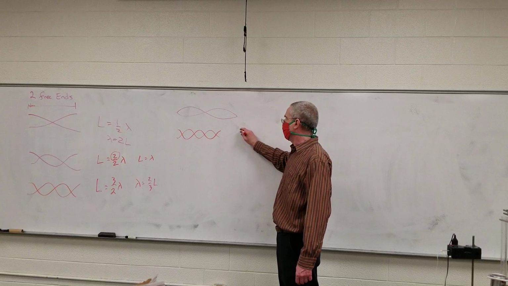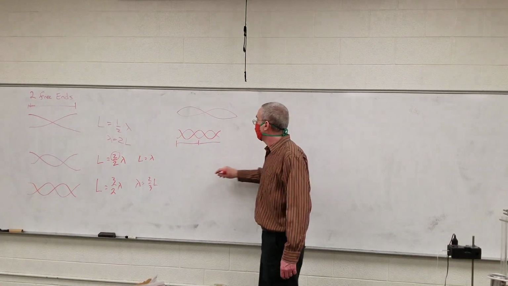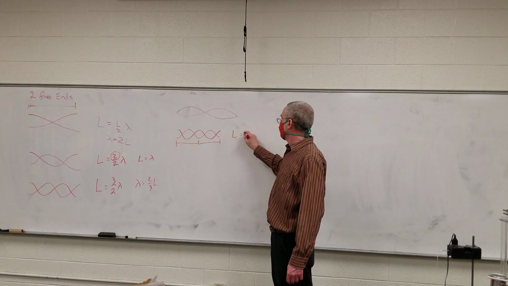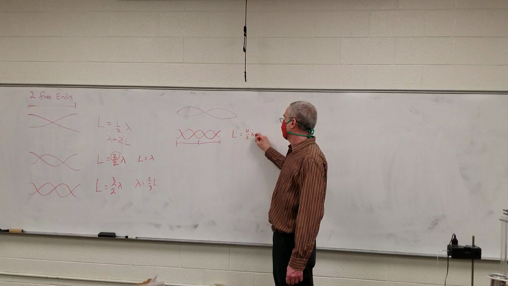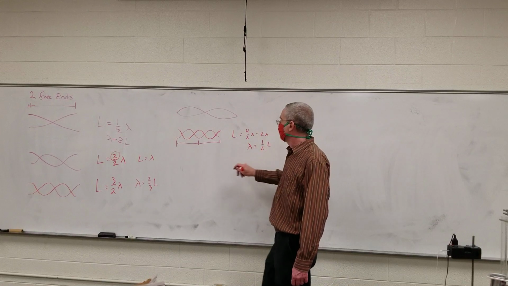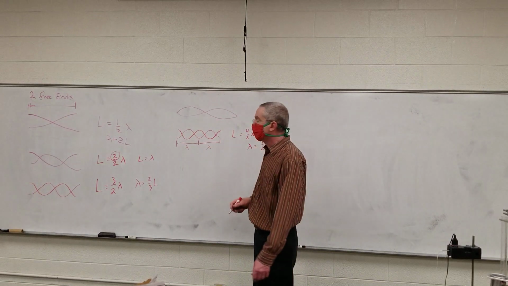Okay, so that would be 2 waves there. So basically that's 1 wave and that's 1 wave. So L is equal to 4 halves lambda or 2 lambda. The wavelength is half the length. In other words, that's the wavelength right there. There's another wavelength.